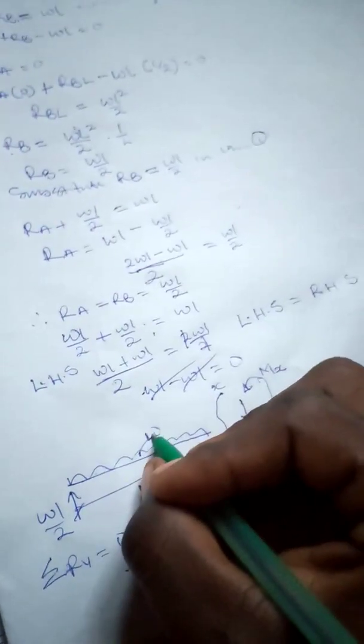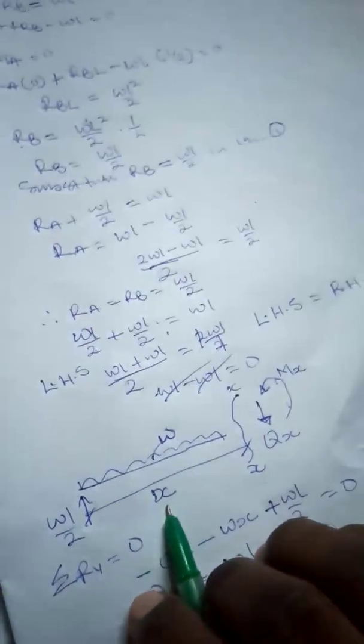Okay, this is xx, please. Okay, so it's actually 0 minus wx, which is actually this wx, times the perpendicular distance, which is actually x all over 2, plus your WL all over 2.